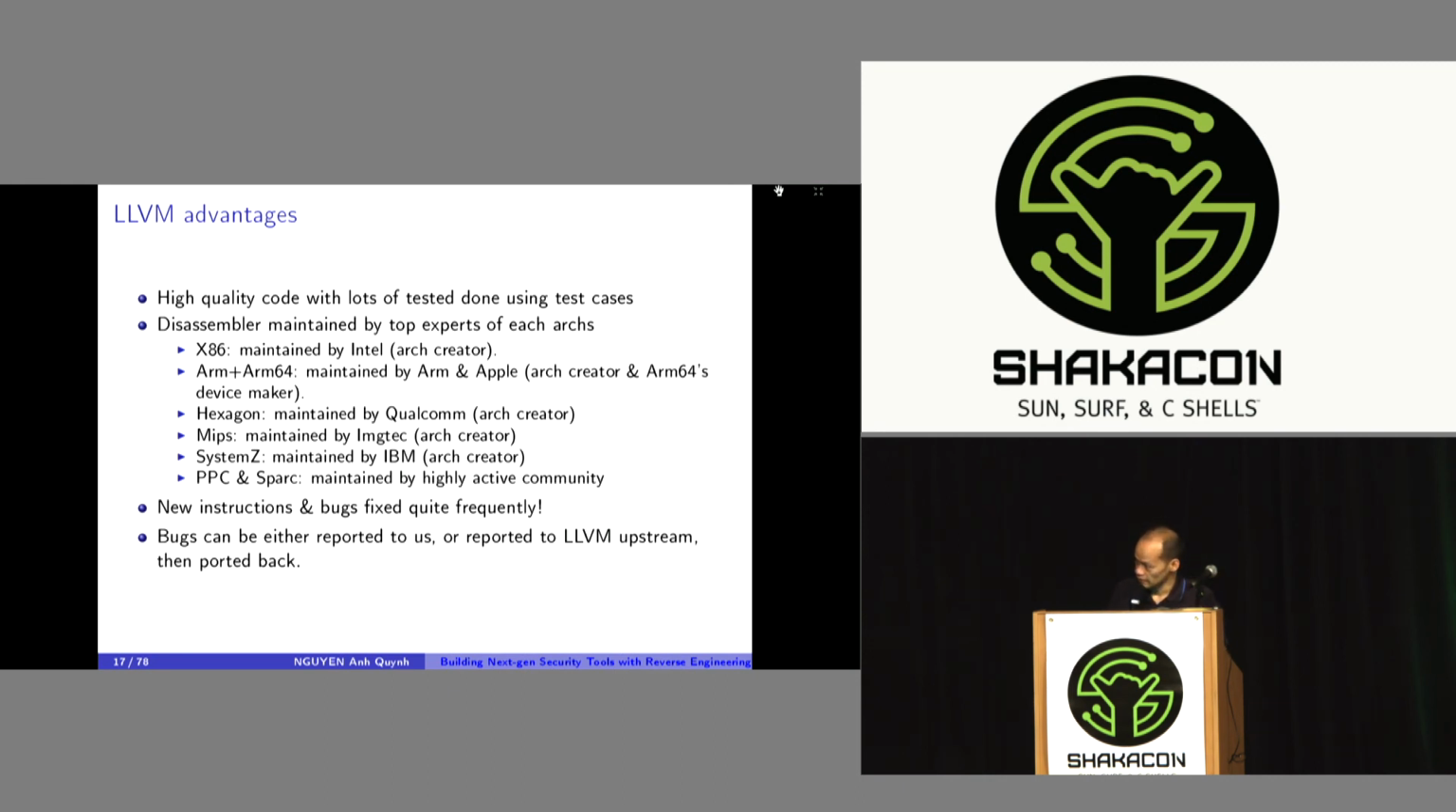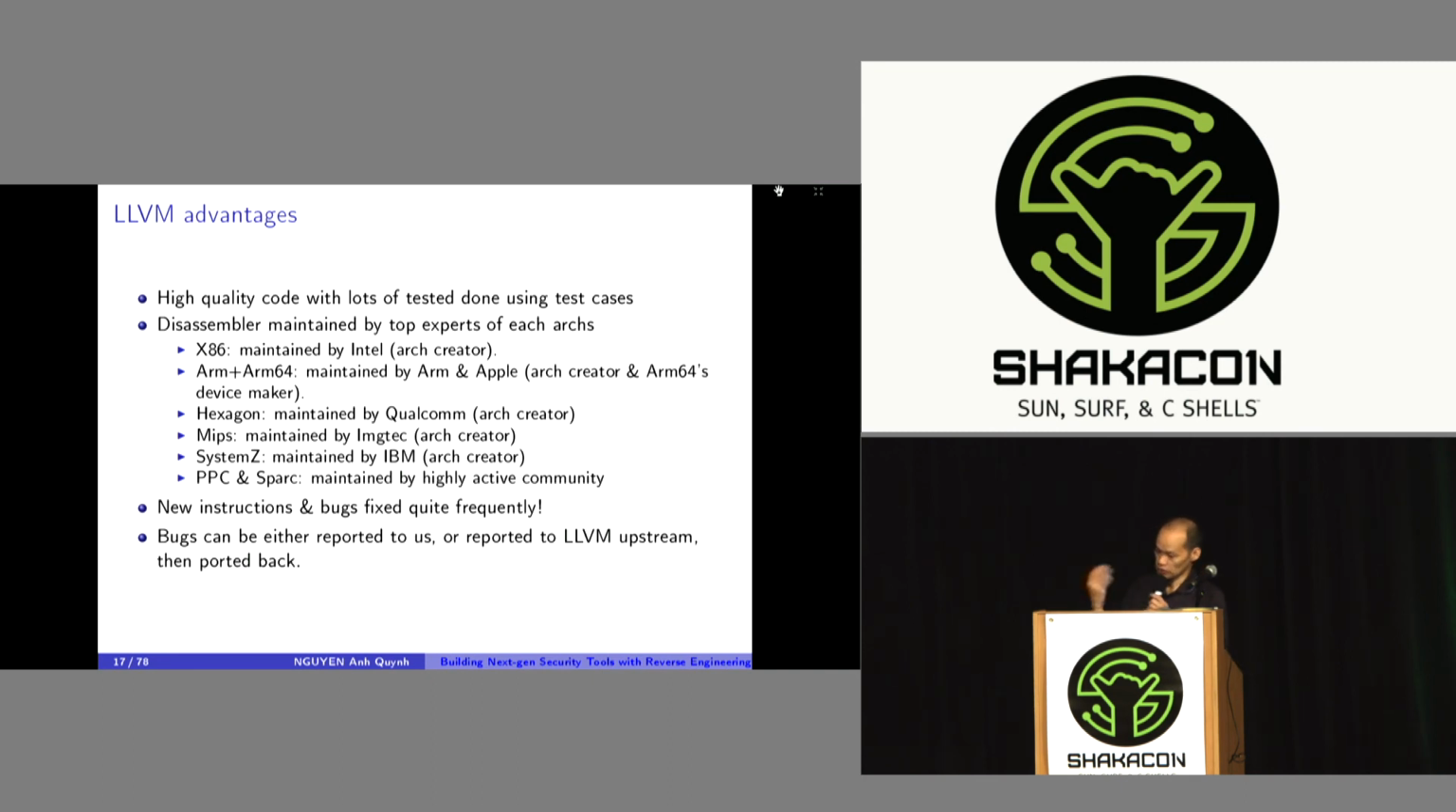The disassembler inside MC or LLVM is built and maintained by top experts from each CPU vendor. For example, the disassembler for x86 is built by Intel. Who can do better than that? No, right? The disassembler for ARM and ARM64 is built by ARM and Apple. The disassembler for MIPS is built by their own CPU vendor. The disassembler for Hexagon is built by Qualcomm, the creator of the Qualcomm CPU. SystemZ is built by IBM. PowerPC and Sparc are not built by the CPU vendors, but by the community, and they are very active on that.